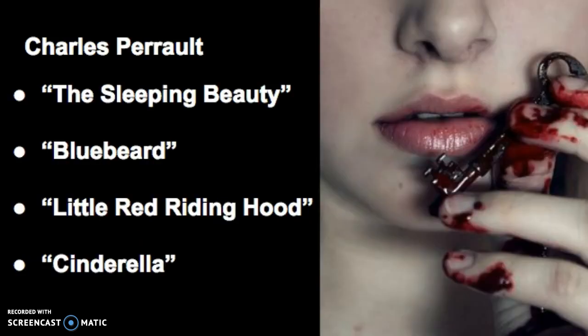Now, this book was wildly popular, and it went through a lot of different publications in his lifetime alone. And some of the tales in here were The Sleeping Beauty, Bluebeard, which is one of my favorite, Little Red Riding Hood, and of course, Cinderella. And it was Charles Perrault's Cinderella that Walt Disney based his cartoon Cinderella on.